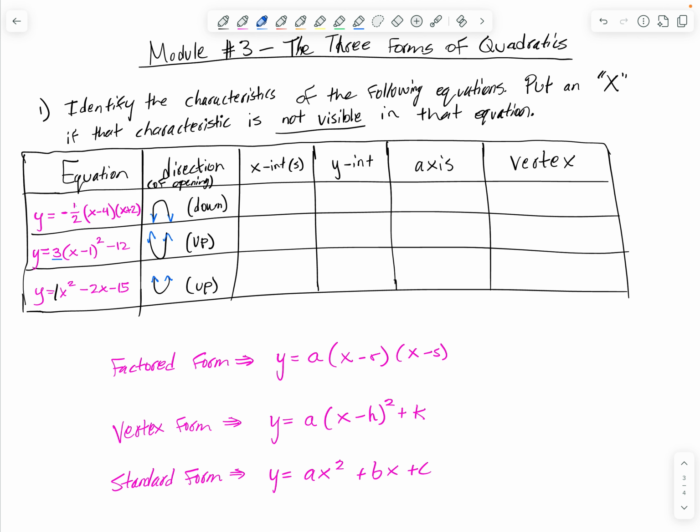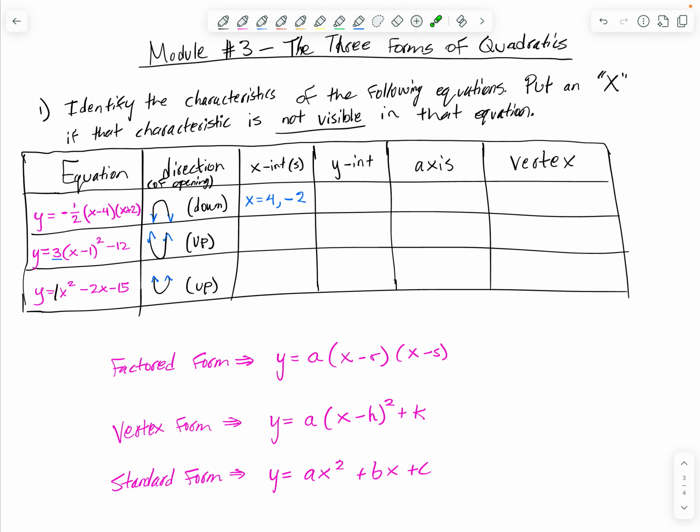Okay, the x-intercepts. When I think x-intercepts, the easiest one to think of is factored form right here, because these give me my x-intercepts immediately. I'm looking at when each bracket equals 0. The first one equals 0 at x equals 4, so x equals 4 is one x-intercept. The other x-intercept is when the second bracket equals 0, which is x equals -2. So those are my two x-intercepts.